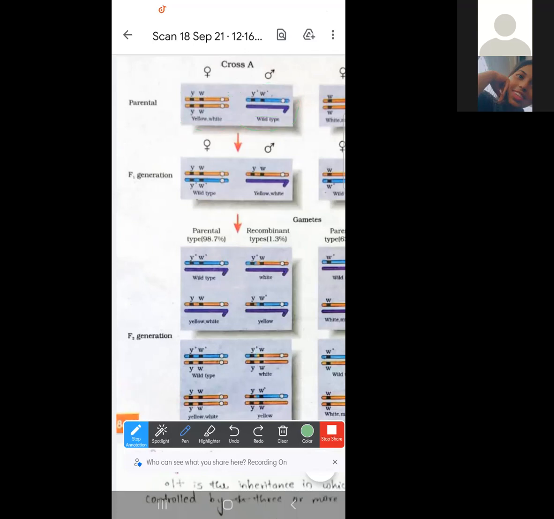So now what will happen is these Y plus, YW will first go with Y plus W plus and then with wild type. Okay, so we got this. When this goes with this, we got wild type, and when YW goes with Y, we got recessive, that is yellow white. Now, in F2 generation, what happens? These go both parental and recombination. So first we'll see for parental and then for recombination.